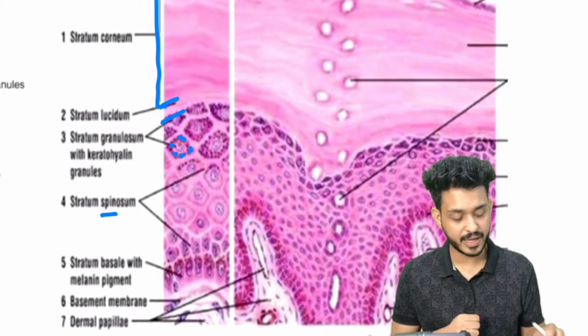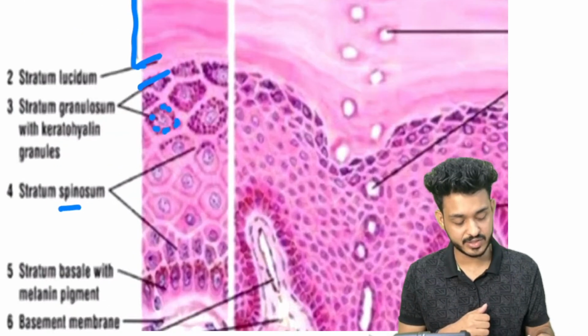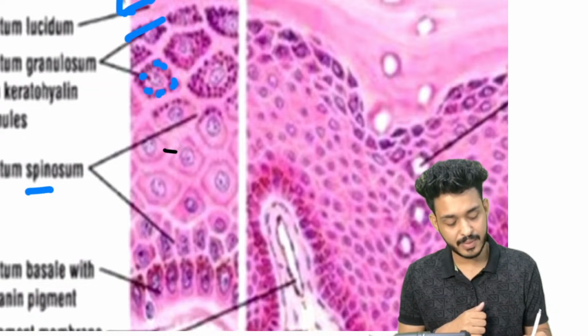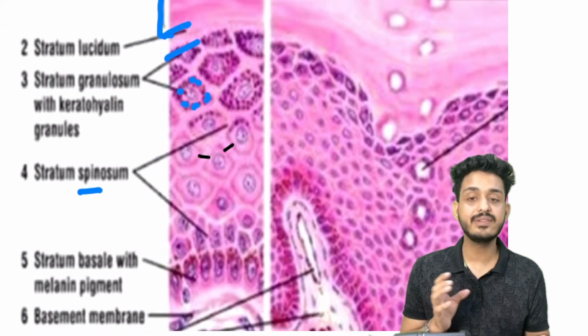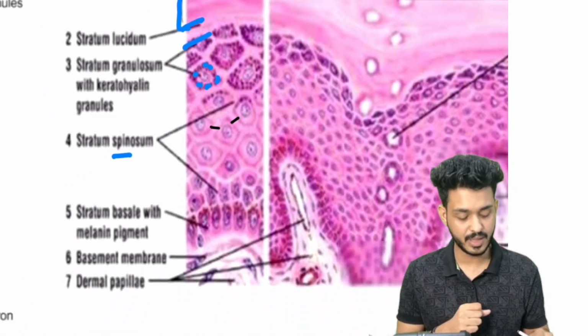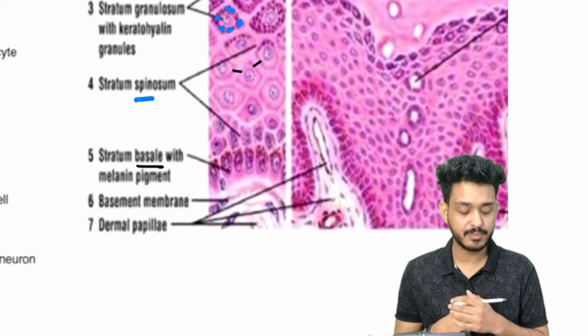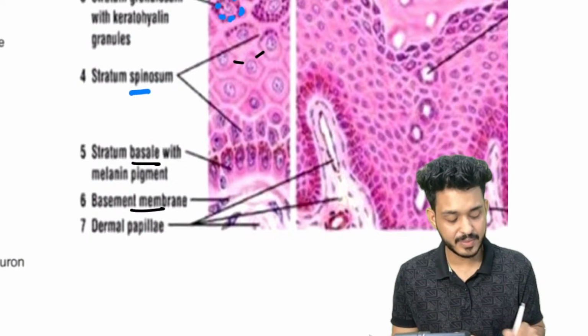Then we are having spinosum. Why do we call it spinosum? We are having some spine-like structures. Can you see? These desmosomes are binding the two keratinocytes together, and they will be appearing as a spinosum. Okay. Lastly, we are having stratum basale. There you will be finding melanin. Okay. Then there will be the basement membrane zone.